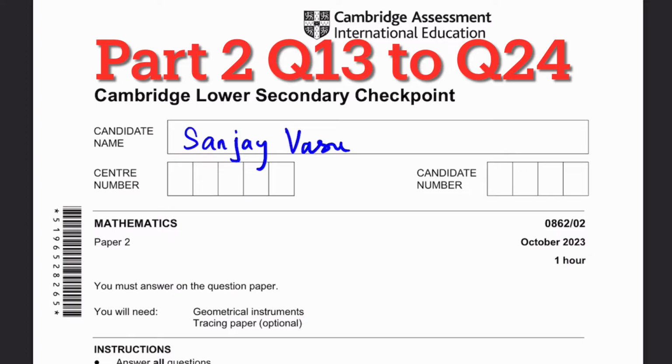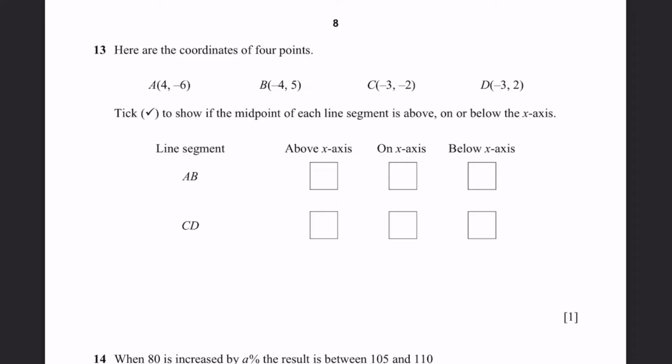This time I'm doing it on the Cambridge Lower Secondary Checkpoint for Mathematics Paper 2, October 2023. You may use a calculator since this is Paper 2, and let's start. Question 13. Here are the coordinates of 4 points. Tick to show if the midpoint of each line segment is above, on, or below the x-axis.